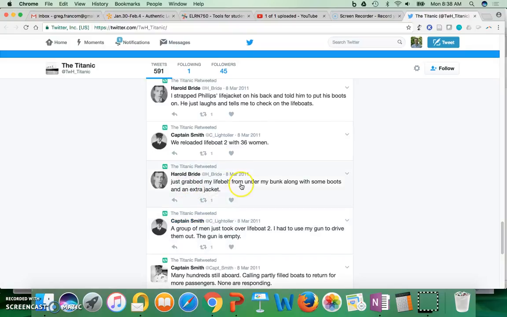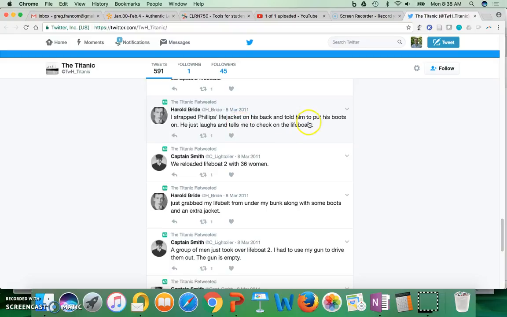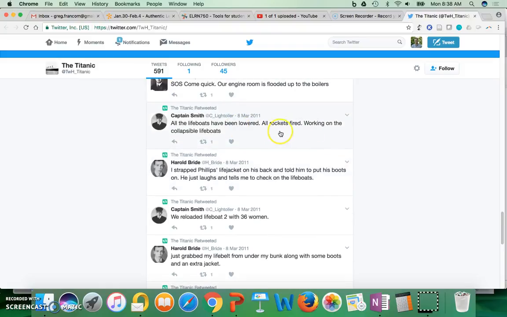So they say, "Just grabbed my lifebelt from under my bunk along with some boots and an extra jacket. We reloaded Lifeboat 2 with 36 women. I strapped Philip's life jacket on his back and told him to put his boots on. He just laughs and tells me to check on the lifeboats. All the lifeboats have been lowered, all rockets fired, working on the collapsible lifeboats." So that's an example of an authentic context being put onto a technology, an interesting example of that.